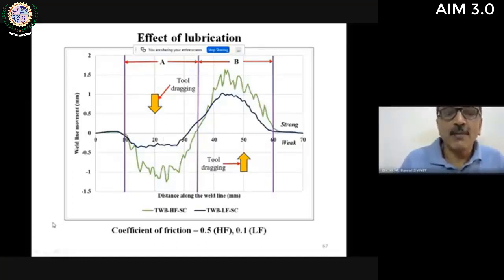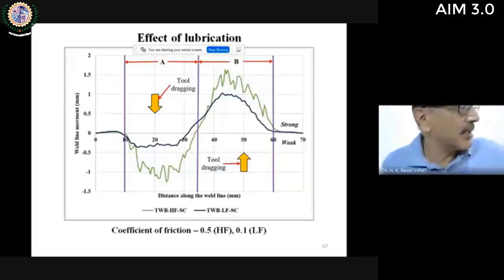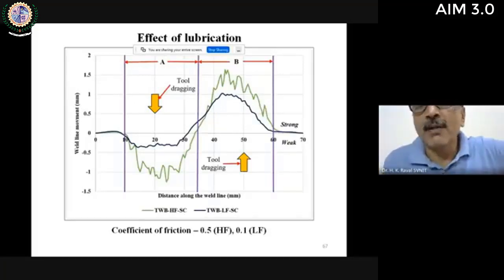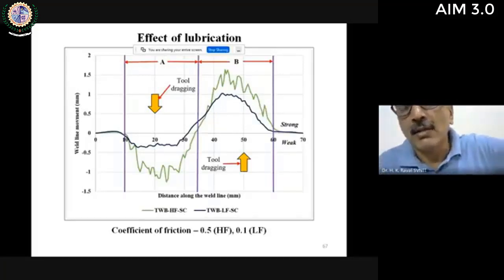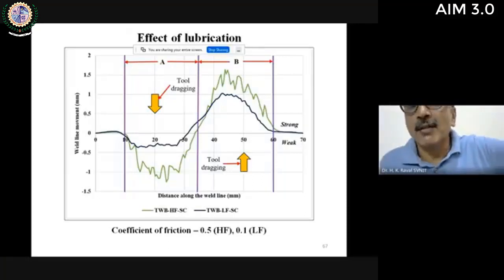So this information helps you to find out the effect of lubricants, and it is advisable to use certain lubrications so that the surface roughness also can be improved. Weld line shift also can be controlled, because when you compare these two graphs, you will have noticed higher the coefficient of friction, more is weld line shift. So to prevent or to control the weld line shift, you must use some lubrications.